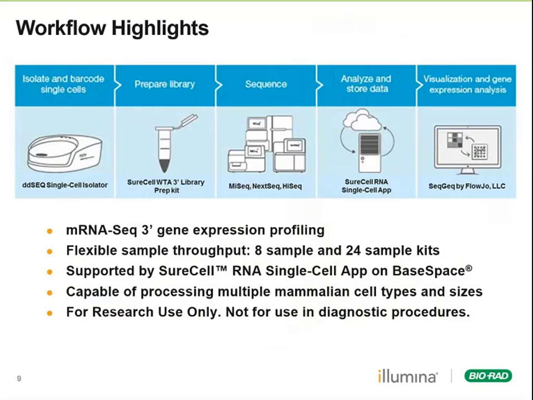As I mentioned, we're using a poly-A capture, so we're going to be targeting the cDNA sequence on the 3' end of the transcript. We have a flexible sample throughput. We offer both an 8 and 24 sample library prep kit. And on our BaseSpace Sequence Hub cloud, we have a supported app, the SureCell RNA Single-Cell app. This is a really flexible workflow. The ddSEQ instrument is capable of processing multiple different types of mammalian cells, different sizes.